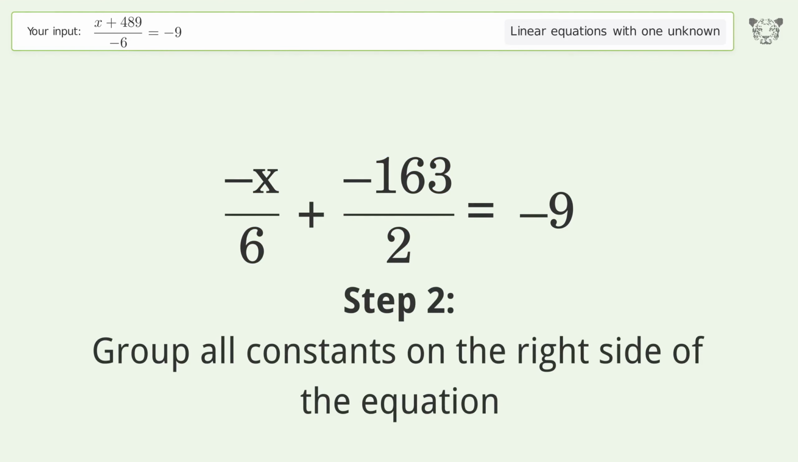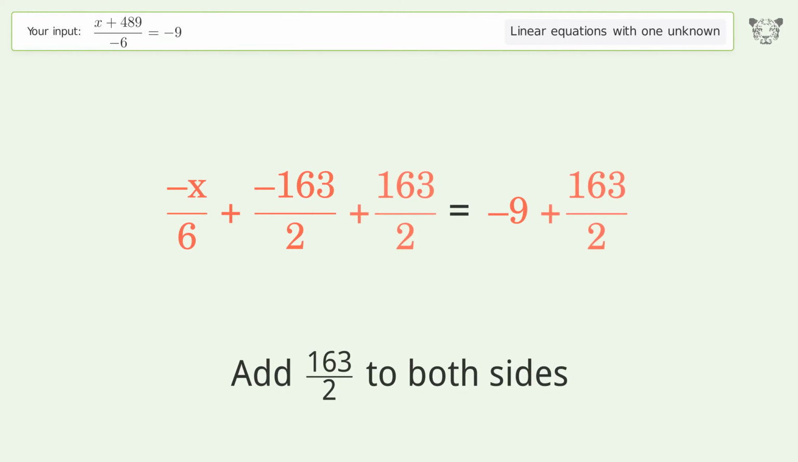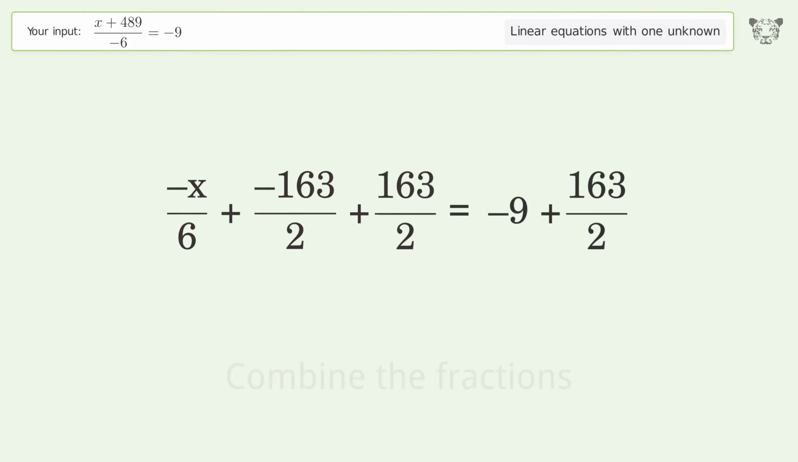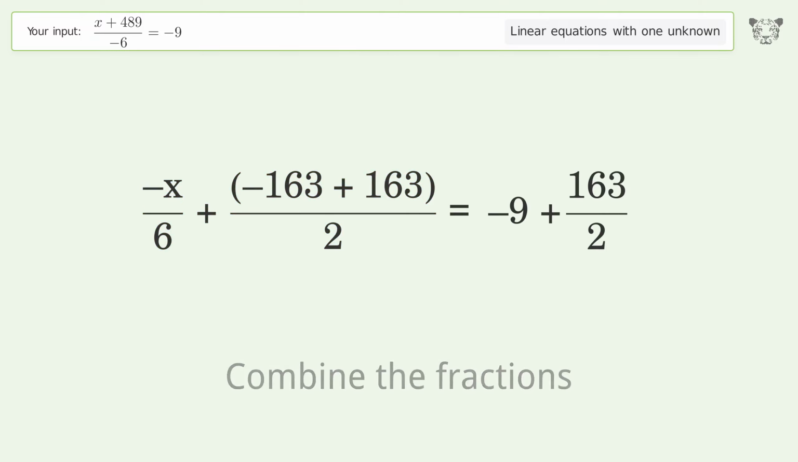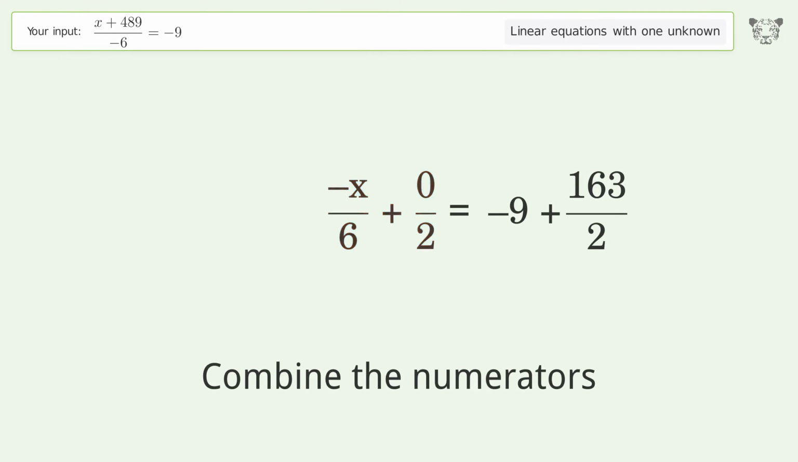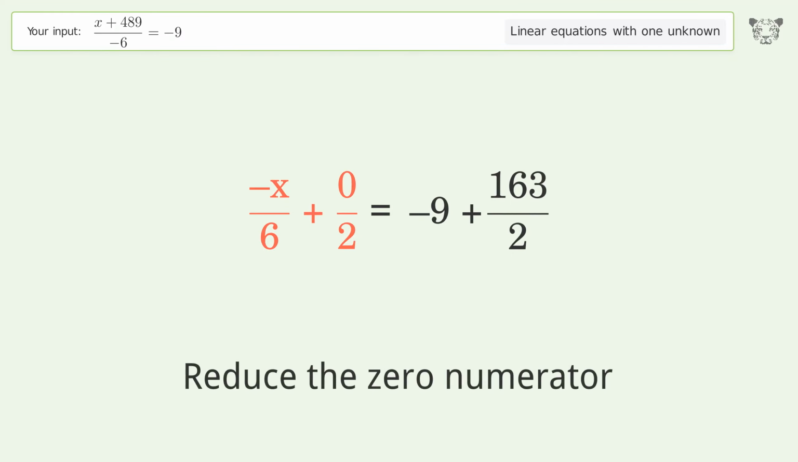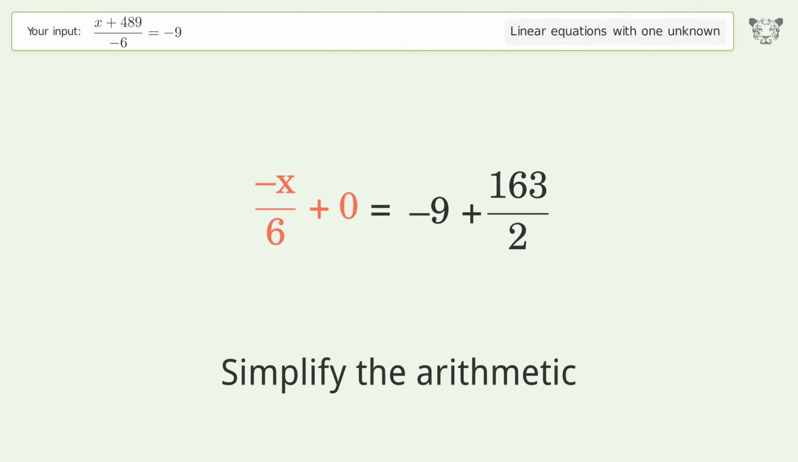Group all constants on the right side of the equation. Add 163/2 to both sides. Combine the fractions. Combine the numerators. Reduce the zero numerator. Simplify the arithmetic.